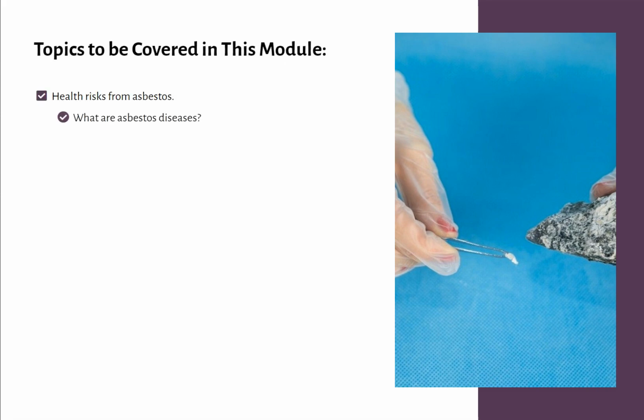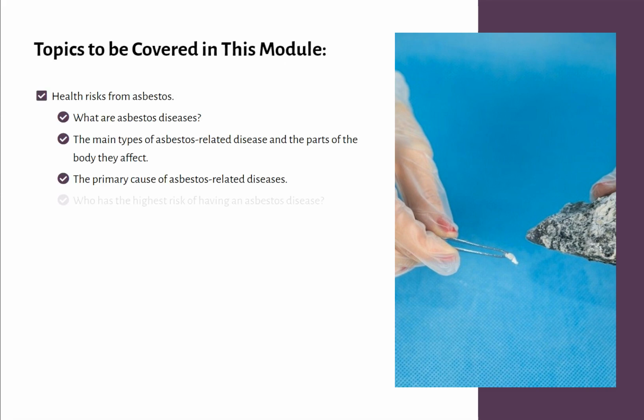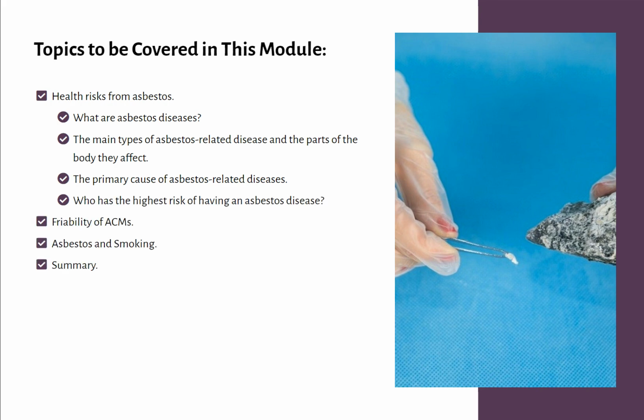Health risks from asbestos. What are asbestos diseases? The main types of asbestos-related disease and the parts of the body they affect. The primary cause of asbestos-related diseases. Who has the highest risk of having an asbestos disease?